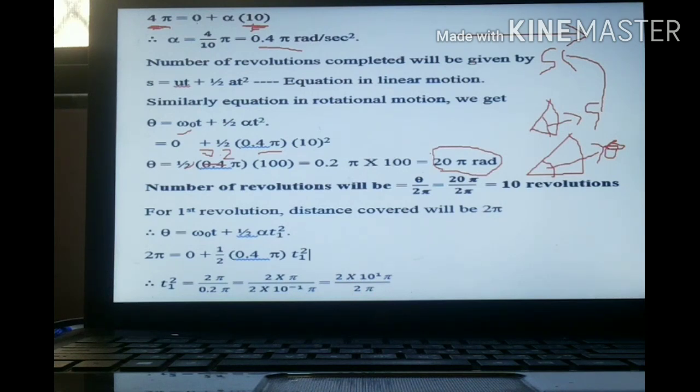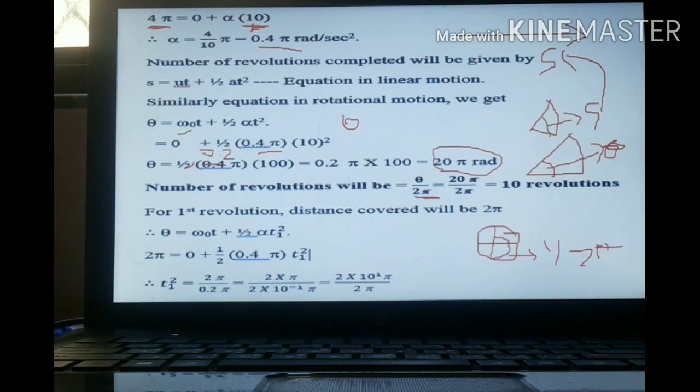Now we can find out the number of revolutions completed in 10 seconds. The formula for the number of revolutions is theta upon 2 pi. Why are we taking 2 pi in the denominator? Whenever the object is moving in a complete circle, take for example from here to here is considered half pi, and from here to here again half pi. So half pi into 4, what will you get? 2 pi.